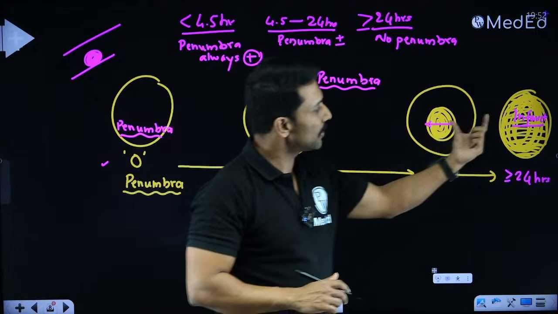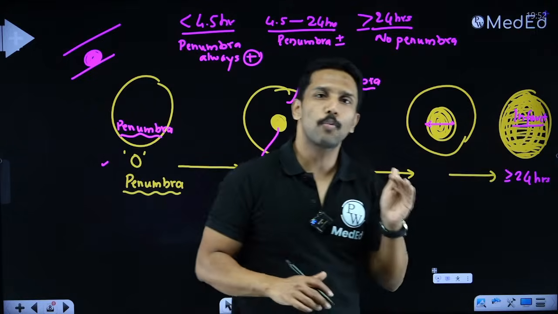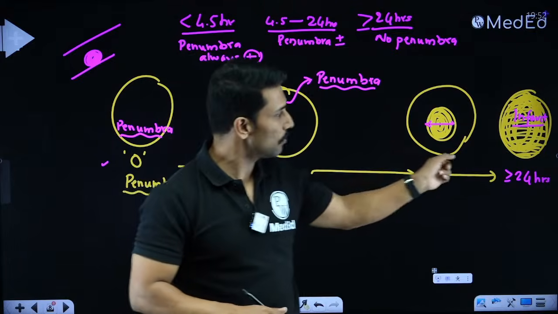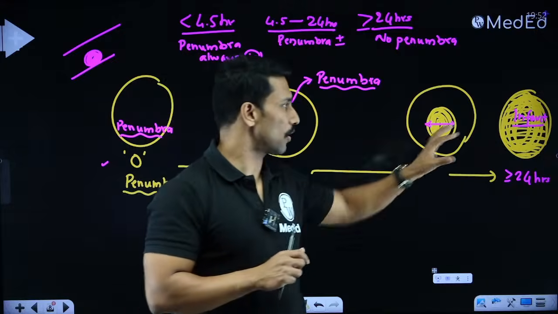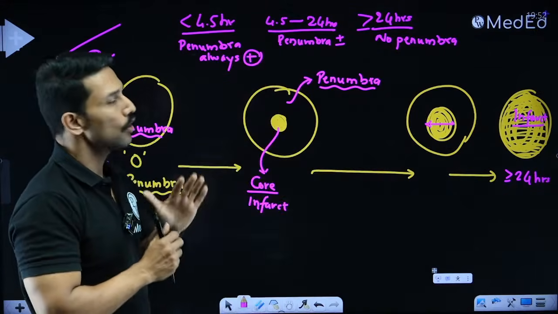By the time you have completed 24 hours, you have no hope of finding any penumbra. Everything would be converted to an infarct. Okay, this is what I was talking about. Everything will be converted to an infarct by 24 hours.